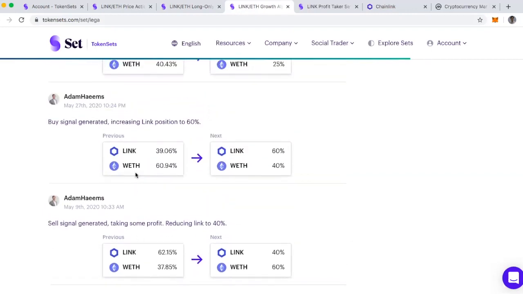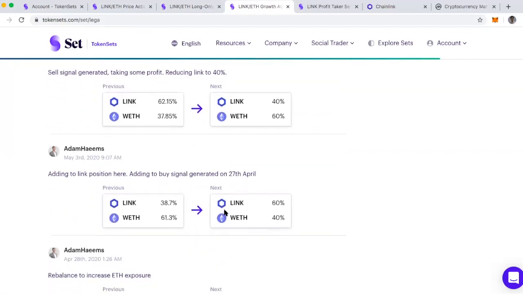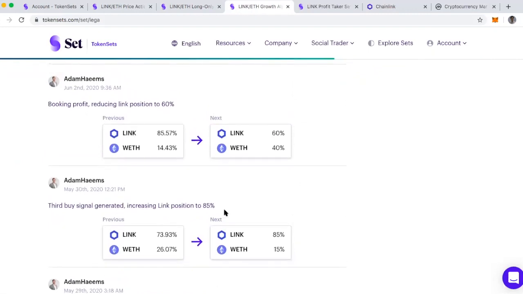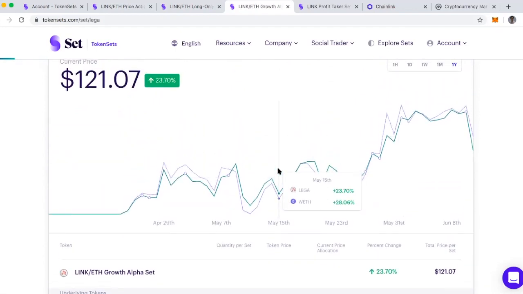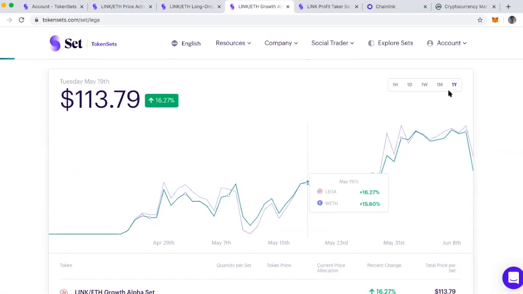This is also interesting, because this person has not just been rebalancing 100% from Link to ETH. You can see here, buy signal generated, increasing Link position to 60%. Sell signal generated, taking some profit, reducing Link to 40%. So this is a good example of someone who is not using a very stringent strategy where we go all or nothing into Link or Ether. At the end of the day, you buy a social trading set, and you are putting your faith in the expertise of whoever is trading that set.